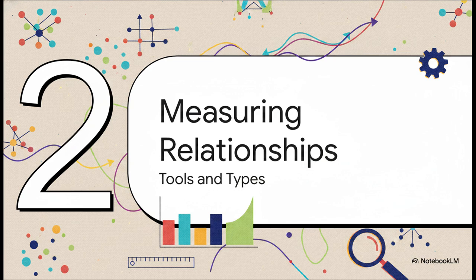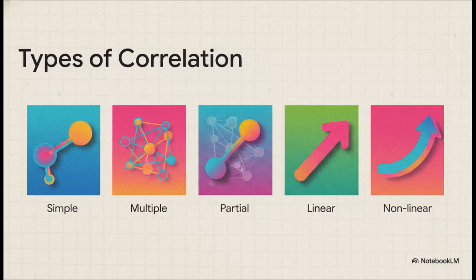Right, so now that our foundation is rock solid, we need to categorize and measure these relationships. That brings us to section 2, measuring the relationship, tools and types. Because as you know, not all data relationships are identical, so we use 5 specific categories to classify them. First up is simple correlation, which keeps things super basic by just looking at 2 variables. Then there's multiple correlation, for when several variables are interacting all at once. Next is partial correlation. This one brilliantly helps us isolate specific variables while controlling for all the background noise.